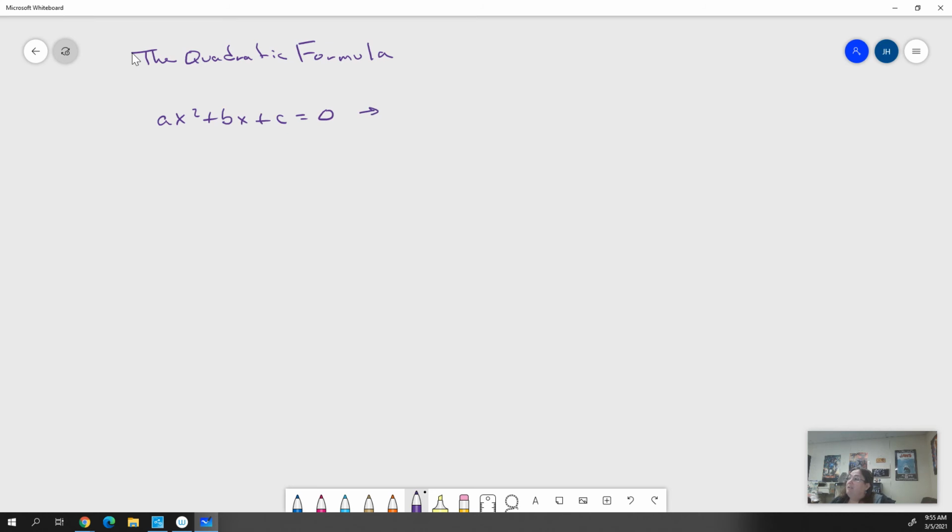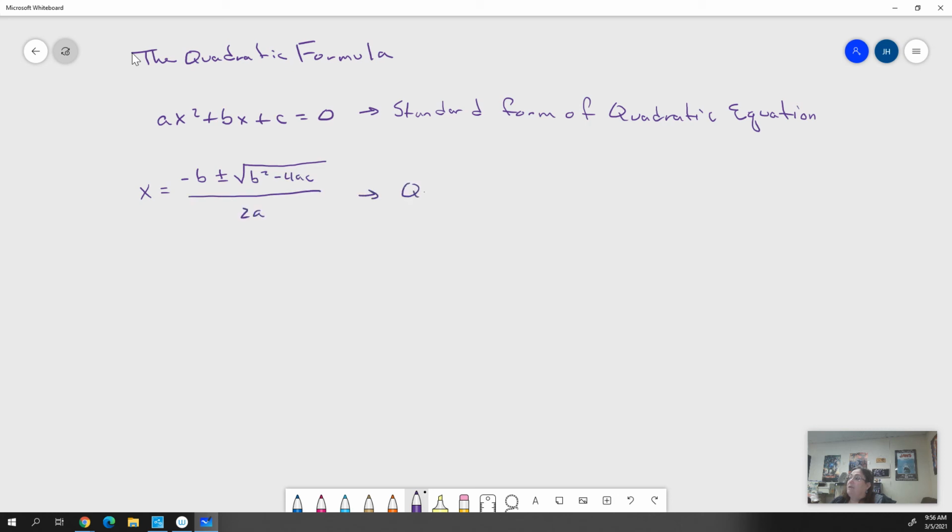So this is the standard form of a quadratic equation, right? And we've been using it a lot. It is not the quadratic formula. It is the standard form of the equation. The quadratic formula is x equals negative b plus or minus the square root of b squared minus 4ac, over 2a. That is the quadratic formula.